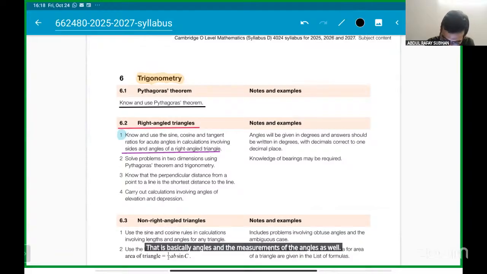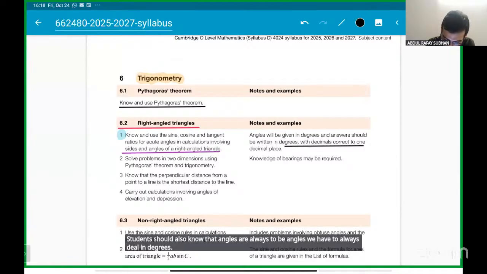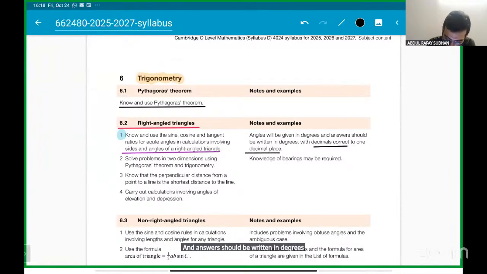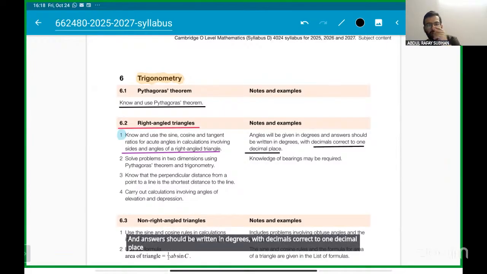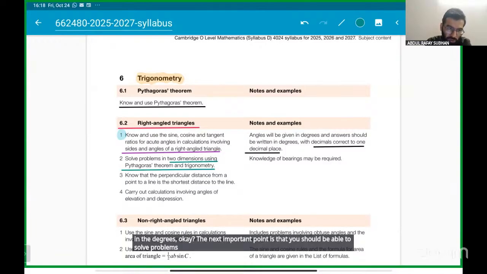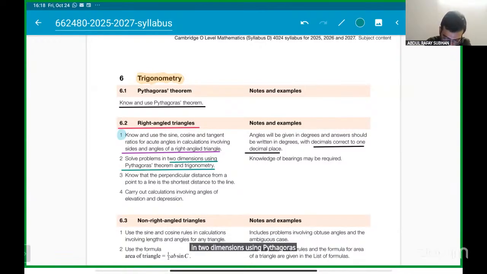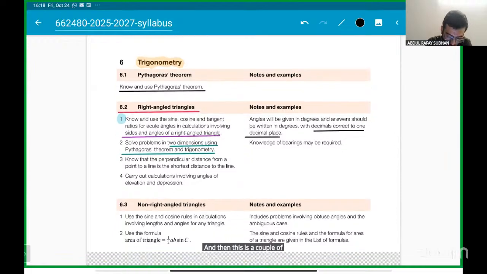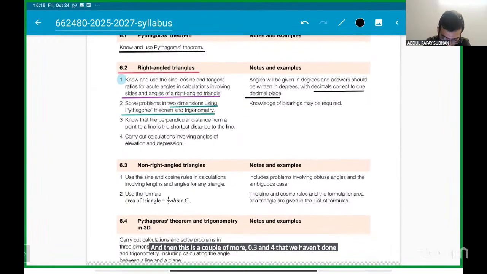Students should also know that we always have to deal with angles in degrees, and answers should be written in degrees with decimals, correct to one decimal place. The next important point is that you should be able to solve problems in two dimensions using Pythagoras theorem and trigonometry. Points 3 and 4 we haven't done, and we will be doing them shortly as well.